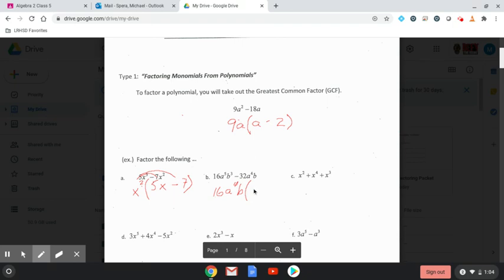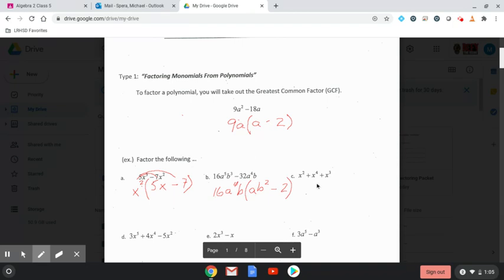Well, it looks like a, b squared minus 2, and then nothing else. A and b are already there. So think, redistribute it back in. You're going to get 16 a to the 5th b cubed. You're going to get negative 32 a to the 4th b. So we're done. We've factored out the GCF there.